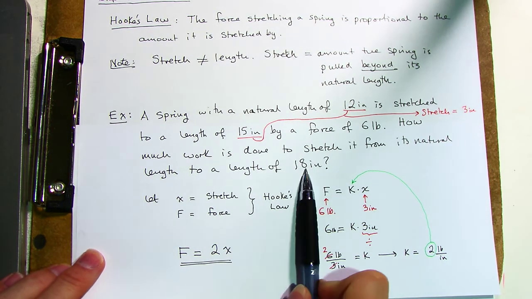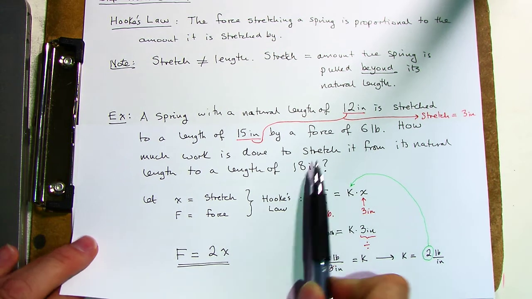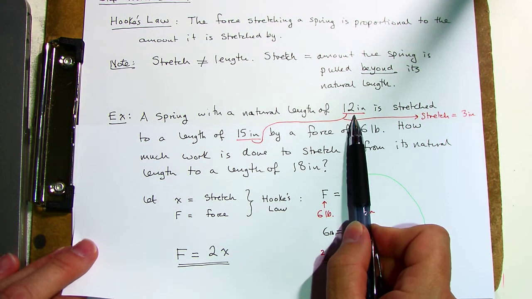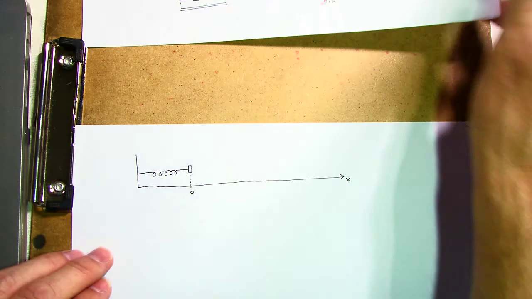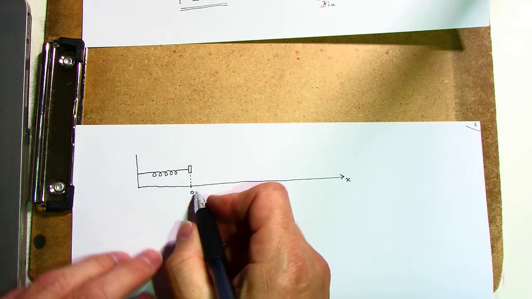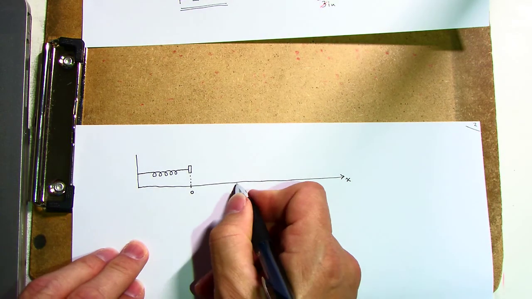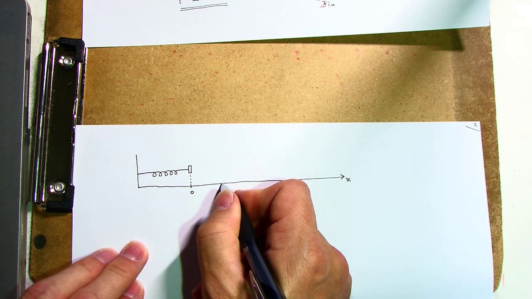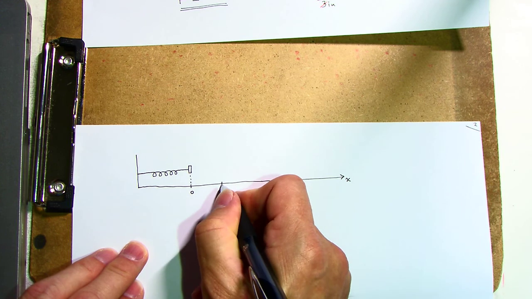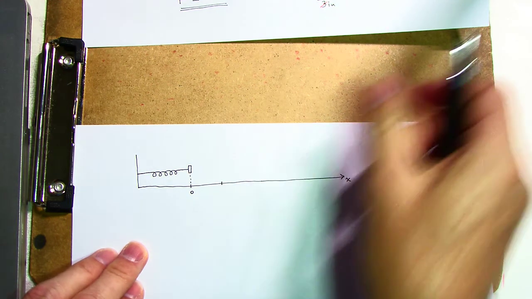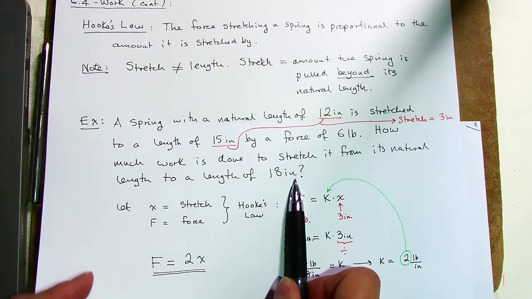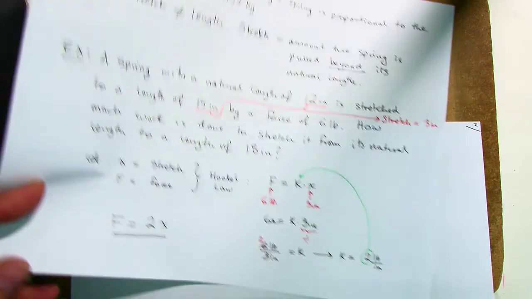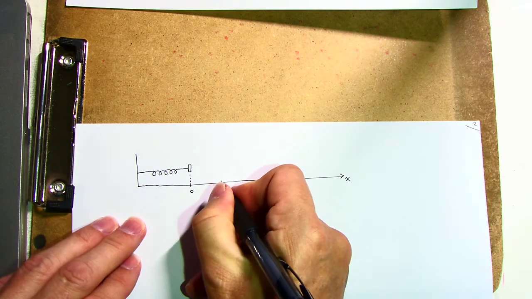Now, according to the question, it says how much work is done to stretch it from its natural length to a length of 18 inches. Okay. Now, what was its natural length again? 12 inches. We're going to stretch it to 18 inches. So how much will it have stretched by the time we're done? It has a natural length of 12, and we want to stretch it to a length of 18. How much will it have stretched by? It's 6? Yeah, it will have stretched by 6 inches.